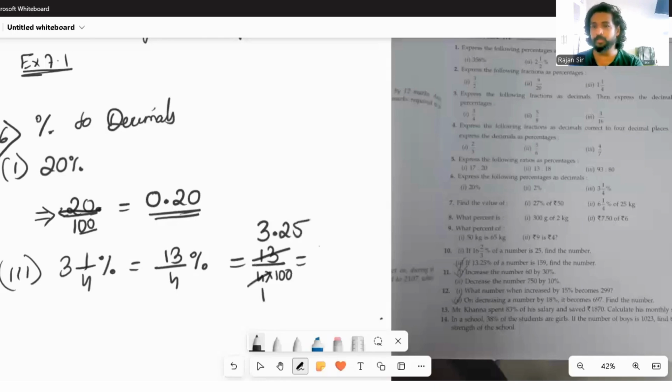Okay. Now we have 3.25 divided by 100. Since you're dividing by 100, the point is already there. You shift this point 2 places to the left. If there's nothing, you can write a 0 over here. And then we have the answer as 0.0325. I'm sure you know this.